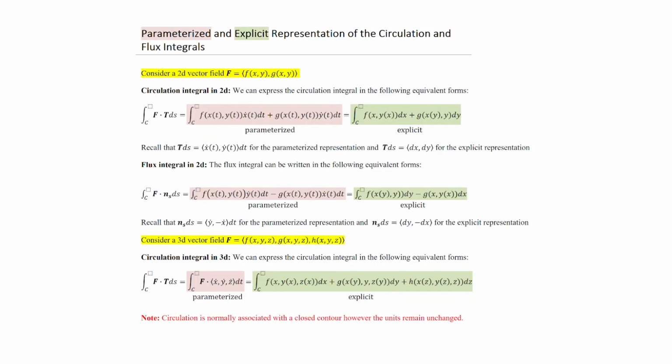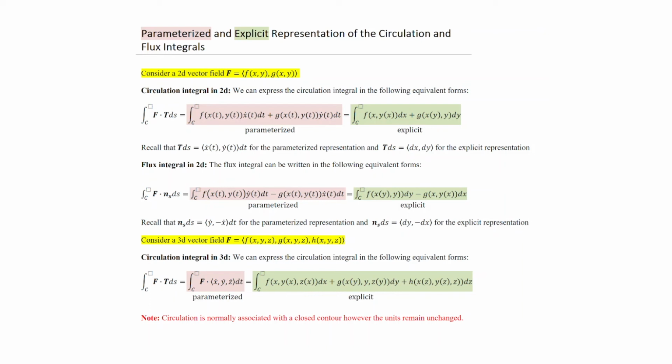All right, what about circulation and flux integrals? Let's look at how we work with them. So we look at the parametrized and explicit representation of the circulation and flux integrals. Let's take two examples, one a 2D vector field, and one a 3D vector field. In the case of a 2D vector field, the x and y components of the vector field can both be functions of x and y.